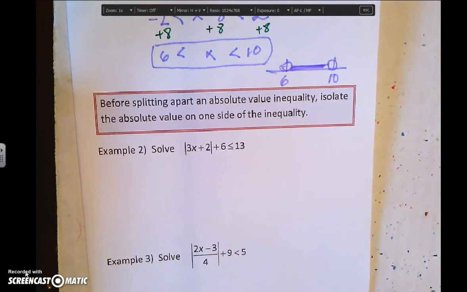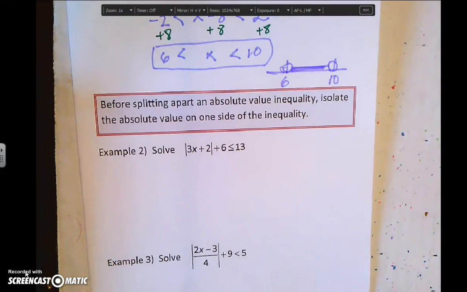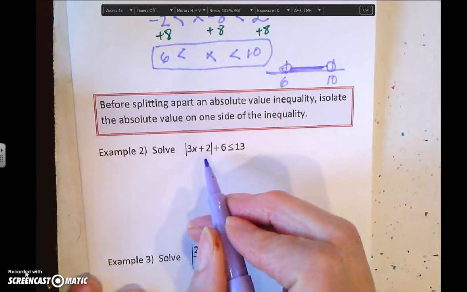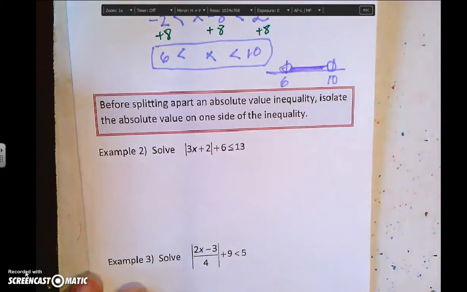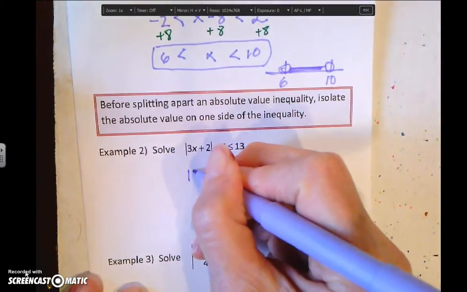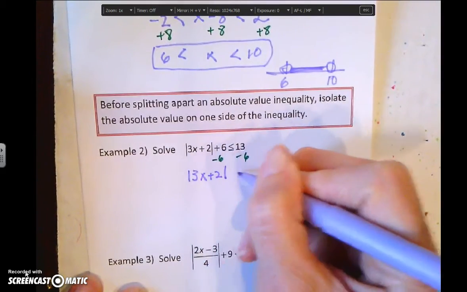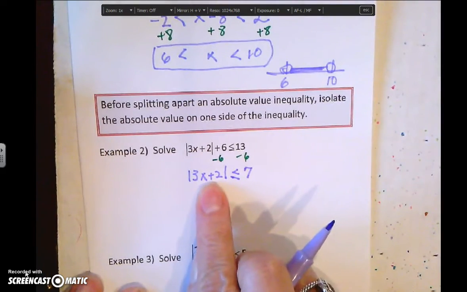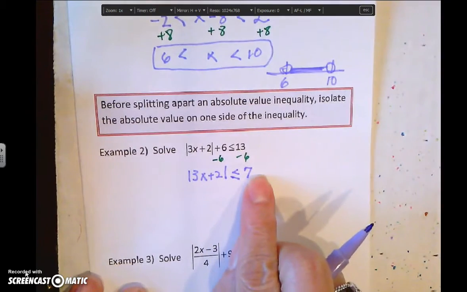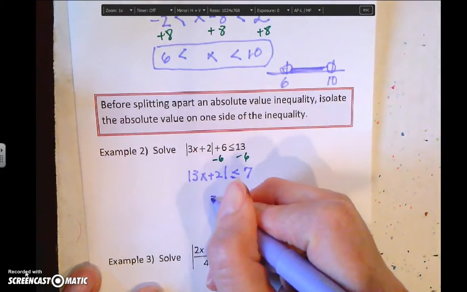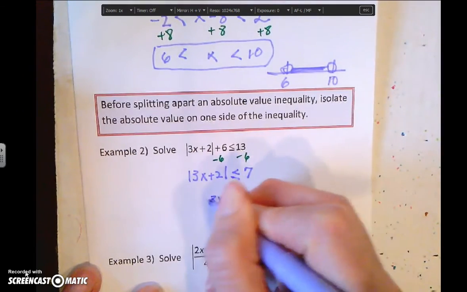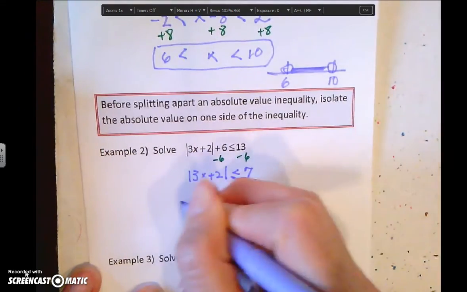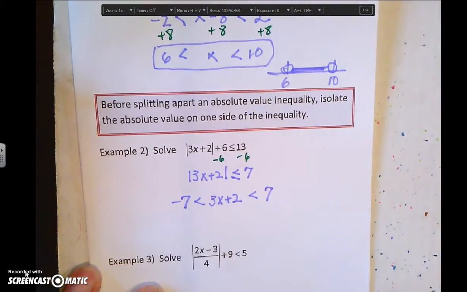All right, so before splitting apart an absolute value inequality, isolate first the absolute value on one side of the inequality. So here you see I have my absolute value, but I also have +6 here. So I want to undo this, and I want to subtract 6 from both sides, and that will leave me with the absolute value of 3x plus 2 is less than or equal to 7. All right, so once I get down to this point and I have an absolute value less than a number, a positive number, then I say that that inside is in between a -7 and a +7.